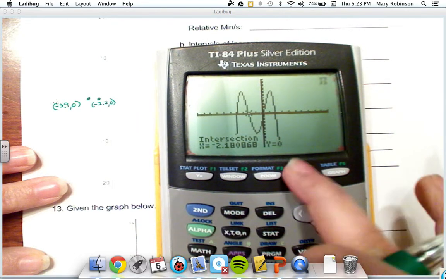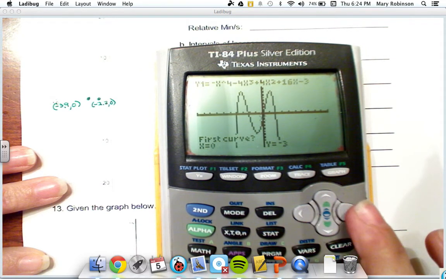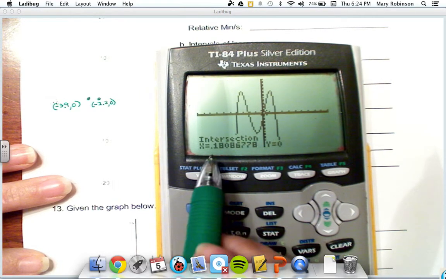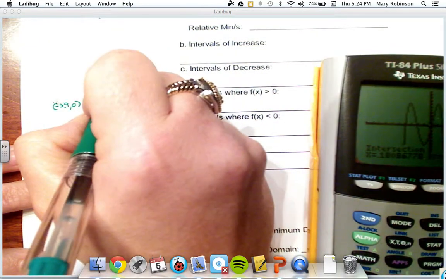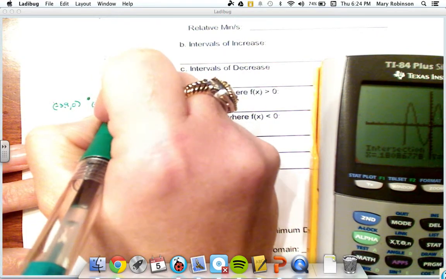Do it again. Second trace 5. Enter, enter, enter. 0.2 and 0. So just past the origin. Do not assume it's at the origin. 0.2, 0.